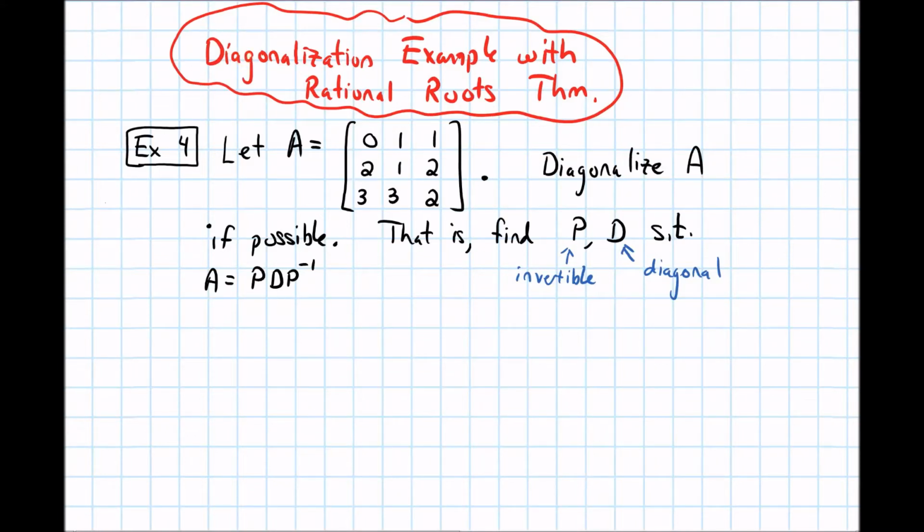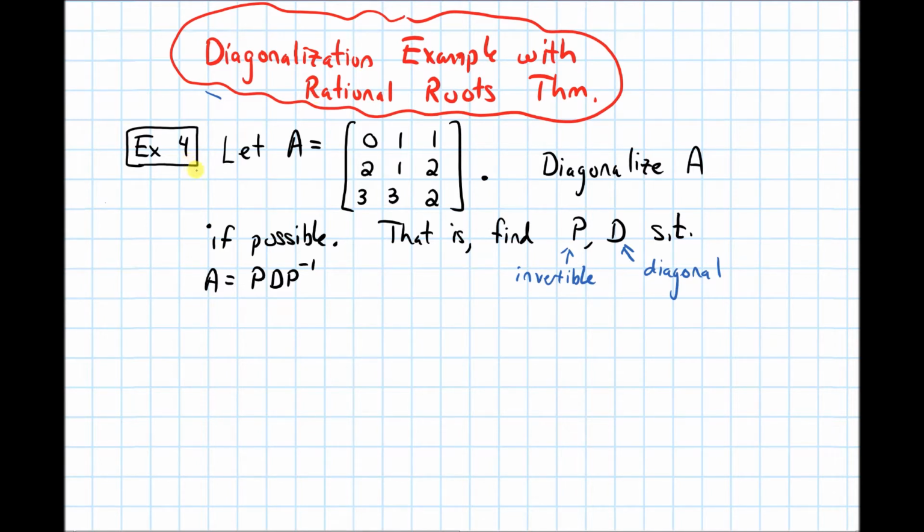In this video, we're going to look at a diagonalization example that involves the rational roots theorem. The rational roots theorem is something that you may have seen back in high school algebra class. If you don't remember it or haven't seen it before, that's okay. I'll review what it says.